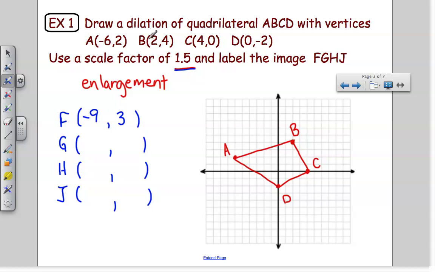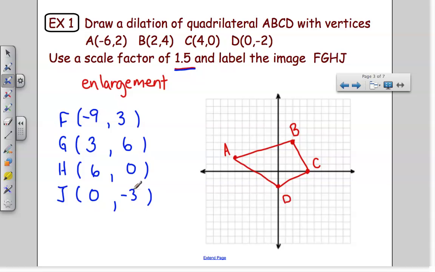And then in the next point, B is going to become G. So we're doing 2 times 1.5, again we get 3. 4 times 1.5 would be 6. C becomes H, 4 times 1.5 would be 6. 0 times anything is still 0. D will become J. 0 times anything, still 0. Negative 2 times 1.5 would be negative 3.